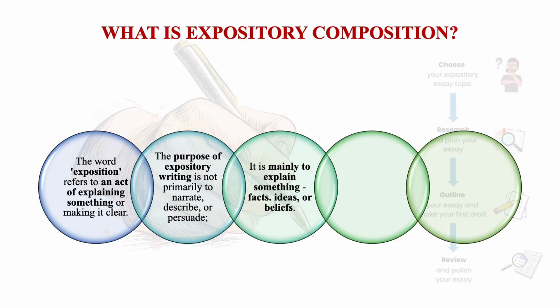And the explanation could be of facts, ideas, or even beliefs. To put it in simple words, expository composition refers to the way of explaining facts, ideas, beliefs, or any such things. In the way of explanation, it explains, analyzes, defines, compares, or illustrates. So in expository composition you will find there are various ways of explaining things, analyzing things, defining things, comparing, or illustrations.